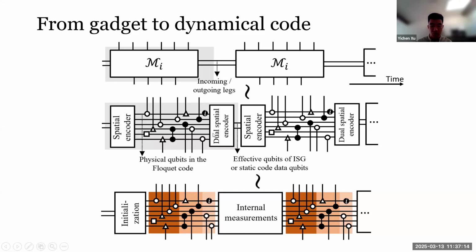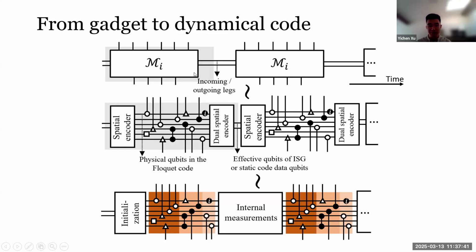So we won't see these legs in the actual dynamical code, because on the diagram we can merge this dual spatial encoder with a spatial encoder. So it becomes a circuit that only knows that you have this many physical qubits incoming and this many physical qubits outgoing, and they're literally the same. So the third row is a circuit implementation of the dynamical code that we designed.